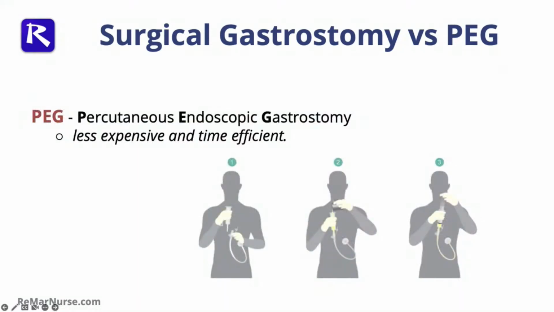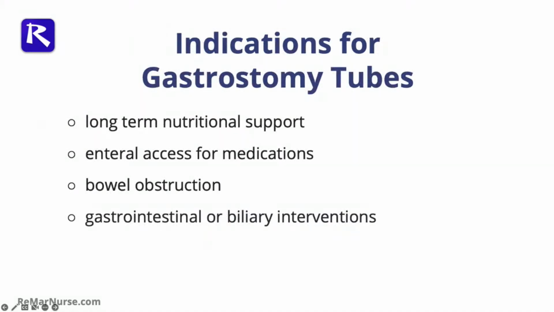So the PEG tube is just as important as the gastrostomy tube. However, it can be less expensive, okay? Because you are accessing the stomach through the endoscopic route. And also, it is more time efficient. It is quicker. So the gastrostomy tubes are used to promote long-term nutritional support. So that just makes sense. The feeding of the patient, the hydration of the patient.